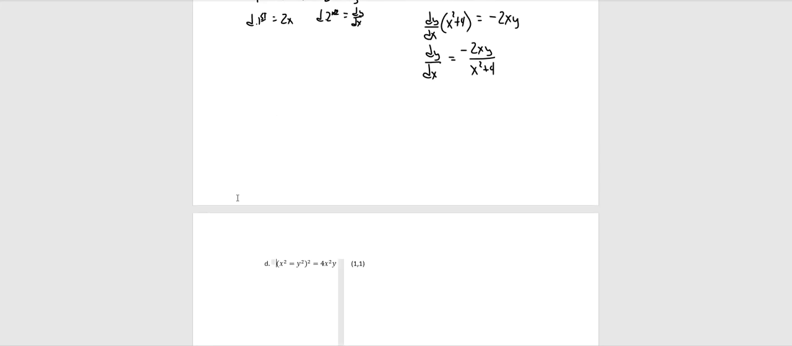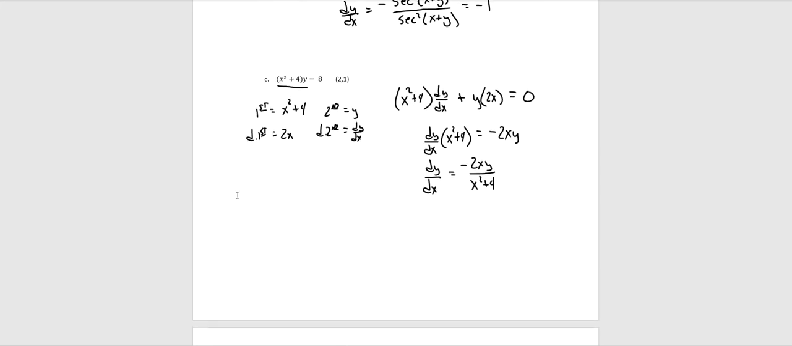So we can find the derivative. No problem. But we also need to evaluate it, right? We want to find the slope of the tangent line. So to do that, we'll take dy dx evaluated at the point (2, 1). So that's minus 2 times 2 times 1, xy, over x squared plus 4. Negative 2 times 2 is negative 4. Negative 4 times 1, still negative 4. 2 squared is 4. 4 plus 4 is 8. And my slope is negative 1/2. Slope of the tangent line.